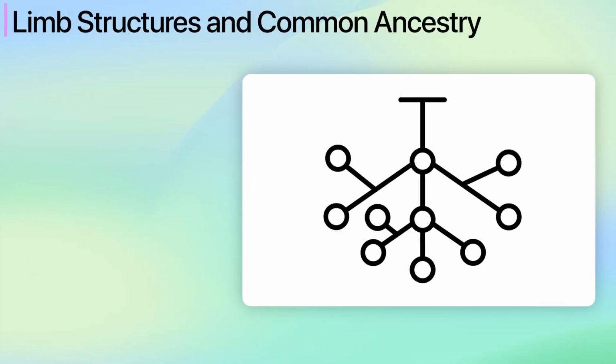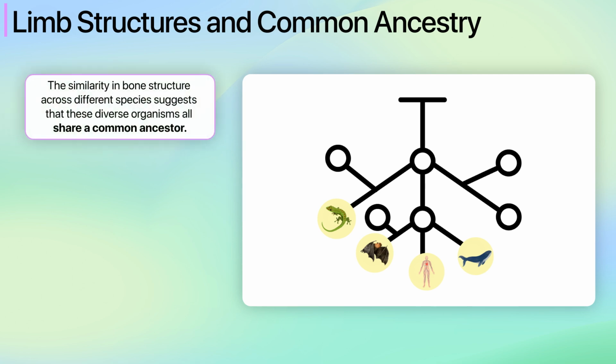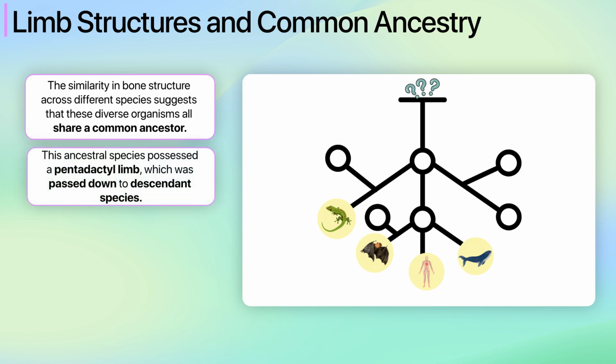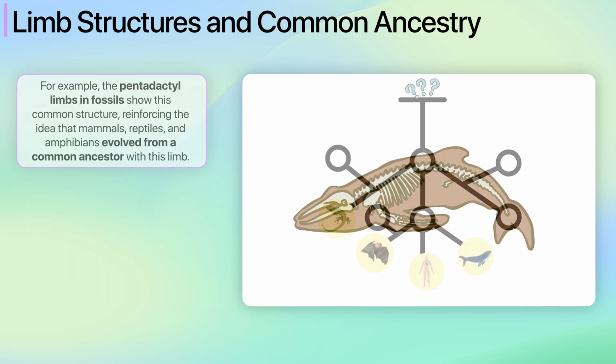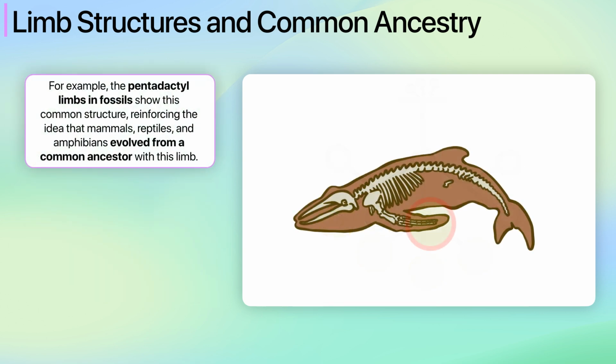The question is, why do such different species share this similar bone structure? The concept of evolution provides a compelling explanation. The similarity in bone structure across different species suggests that these diverse organisms all share a common ancestor. This ancestral species possessed a pentadactyl limb, which was passed down to descendant species. Over millions of years, these descendants diversified and adapted their limbs for various functions to survive in different environments. For example, upon close examination, the pentadactyl limbs in fossils similarly show this common structure, reinforcing the idea that mammals, reptiles, and amphibians evolved from a common ancestor with this type of limb.